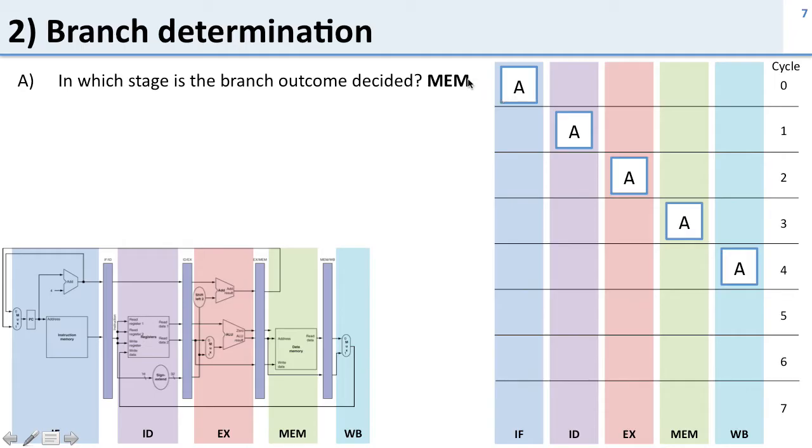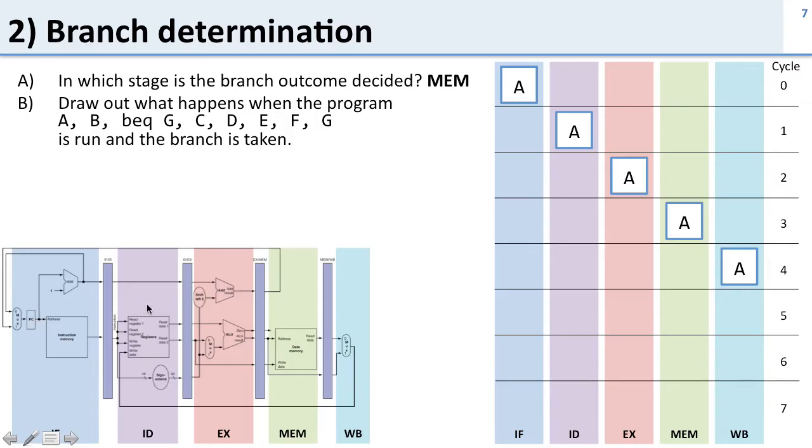All right, so which stage is the branch outcome decided? Well, it's decided in the memory stage here. You see here we get the result of the add, and over here we see whether that result is 0, and we send it back to choose the next instruction. So what happens when the program A, B, branch equal G, C, D, E, F, G is executed and the branch is taken? So let's take a look at this.